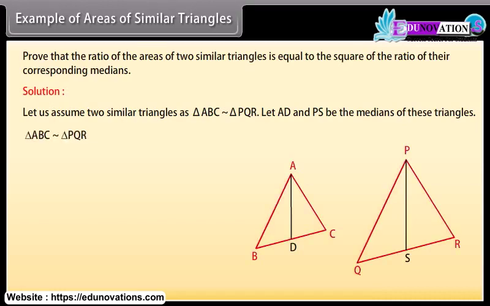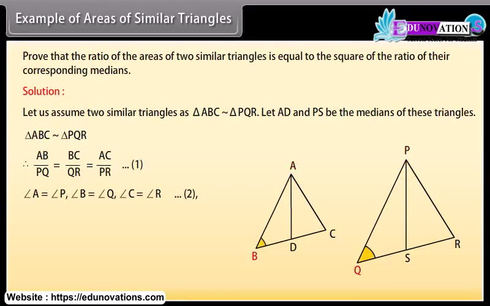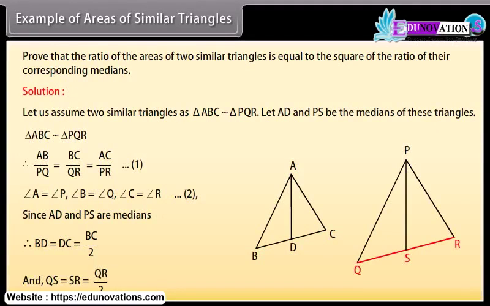Because triangle ABC is similar to triangle PQR, therefore AB upon PQ equals BC upon QR, which is equal to AC upon PR. Mark it as 1. Angle A equals angle P. Angle B equals angle Q. Angle C equals angle R. Mark it as 2. Since AD and PS are medians, therefore BD is equal to DC, which equals BC upon 2, and QS is equal to SR, which equals QR upon 2.